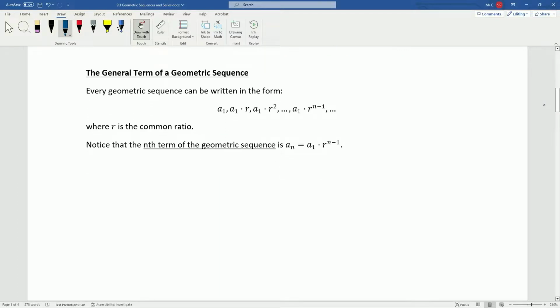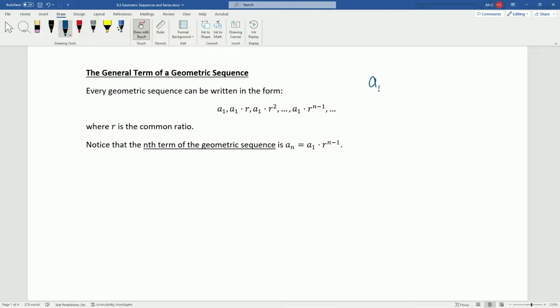All right, now the general term of a geometric sequence. So every geometric sequence can be written in the form a1, a1 times r, a1 times r squared, through a1 times r to the n minus 1, where r is the common ratio. Notice the nth term of the geometric sequence is a sub n equals a1 times r to the n minus 1. So in case it's not clear here, let's just think about what this is saying.